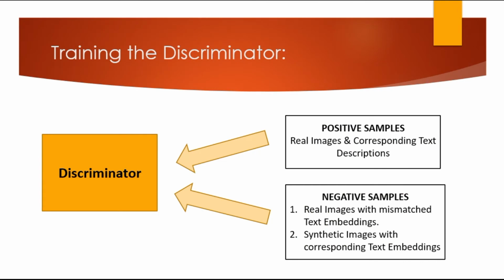During training, the discriminator is fed with both positive and negative samples. Positive samples are real images with their corresponding text descriptions. But the negative samples are of two groups. The first group contains real images with mismatched or wrong text embeddings, and the second group contains synthetic or fake images with corresponding text embeddings.